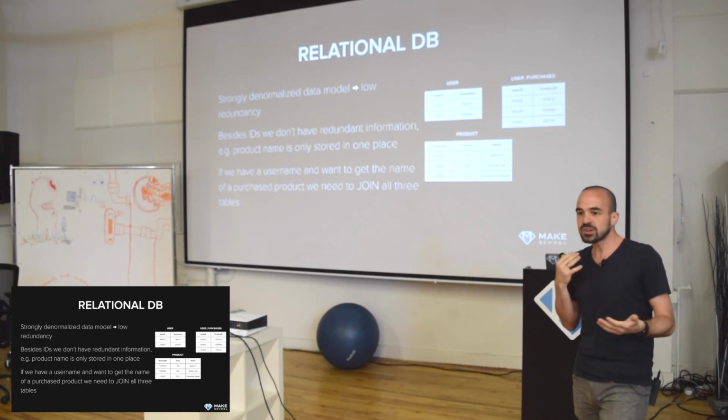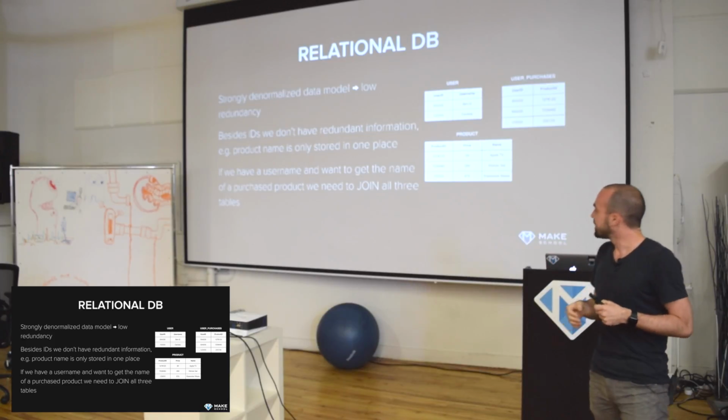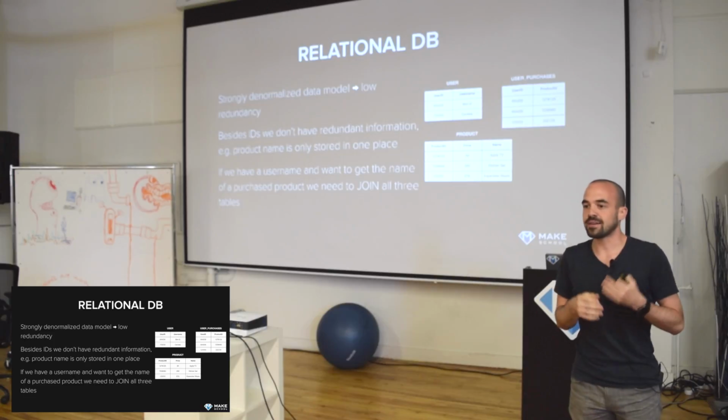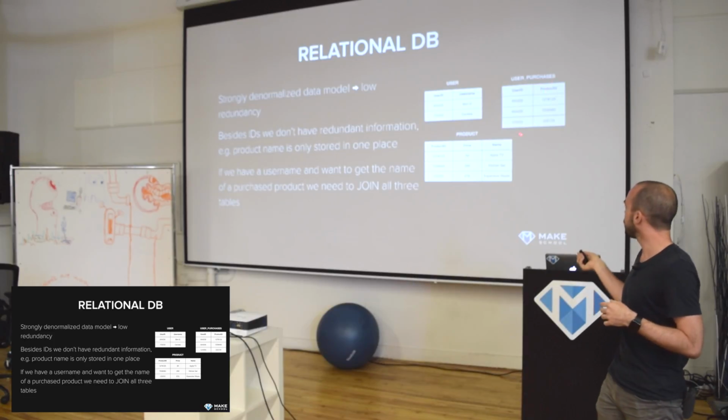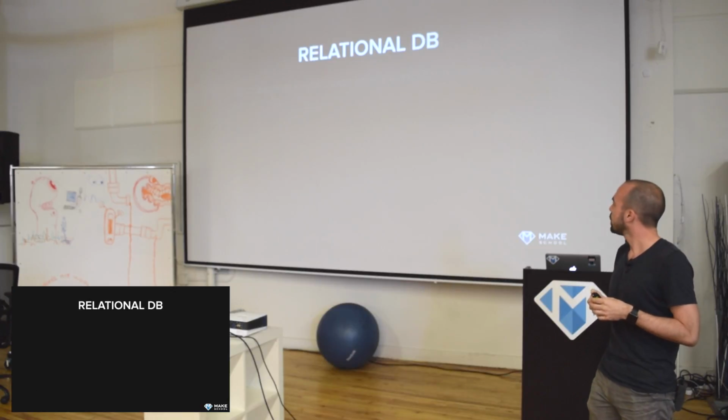So the advantage is that we basically don't have redundant information, but the downside is that if we want to get information about something that is not stored in our table, we have to join a lot. And that's a fairly expensive operation.